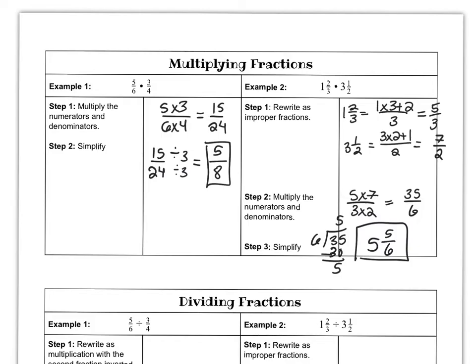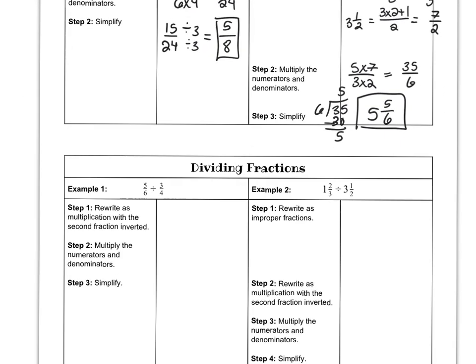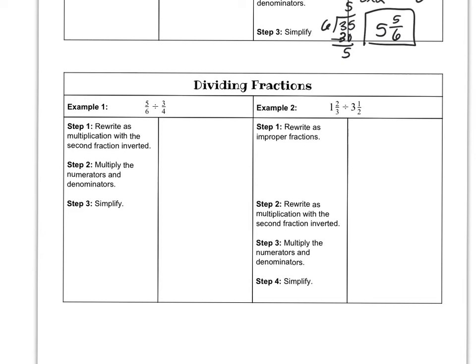So now we're going to use the same values, but we'll talk about division. So division adds an extra step. We start out by rewriting it as multiplication where the second fraction is inverted. So instead of dividing by 3/4, I'm going to multiply by 4/3. And now the steps are the same as before.